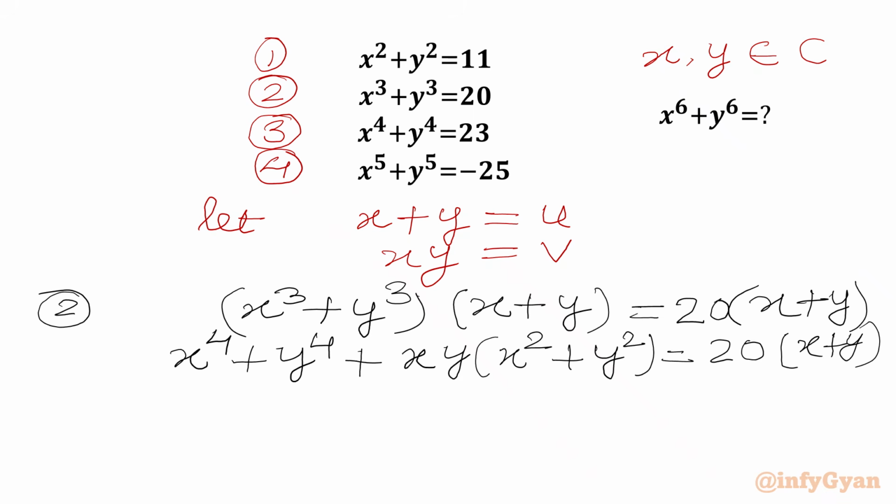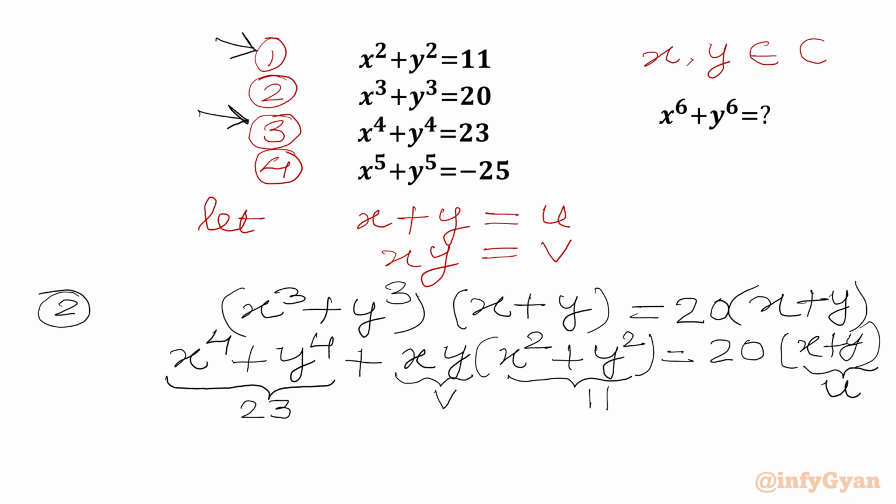Now x power 4 plus y power 4, as per our equation number 3, value is 23. xy is our substitution. Here we will write v. x square plus y square, equation number 1, value will be 11. x plus y is our substitution u. So we are ready with our fifth equation: 23 plus 11v equal to 20u. Equation number 5.